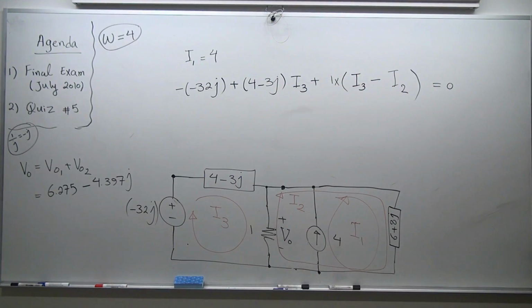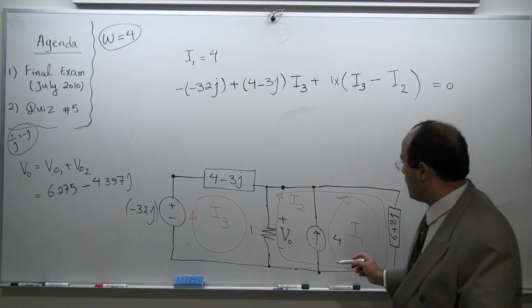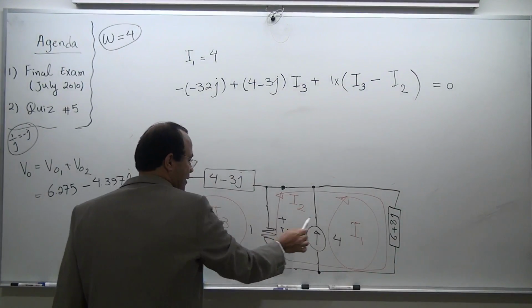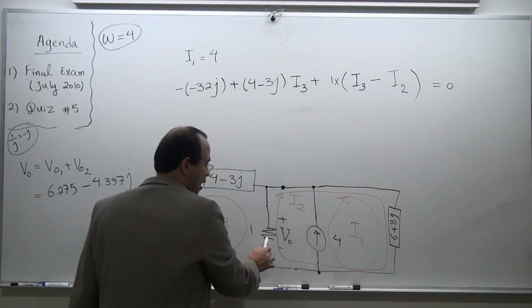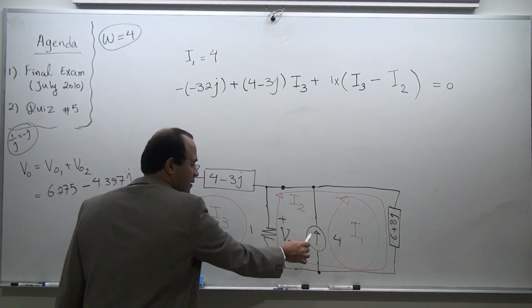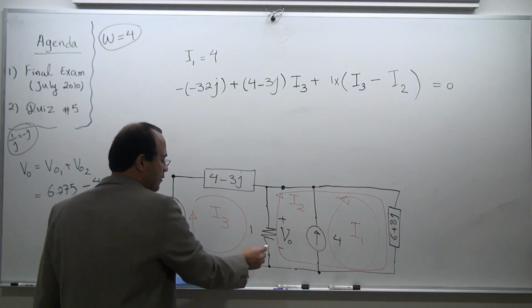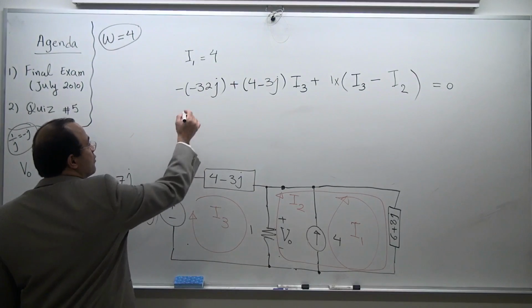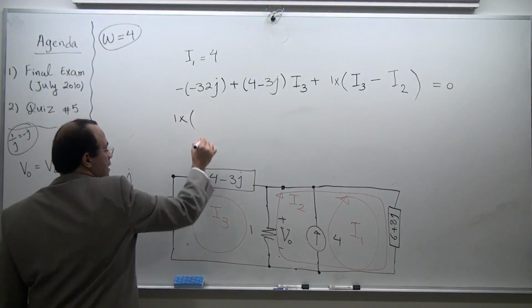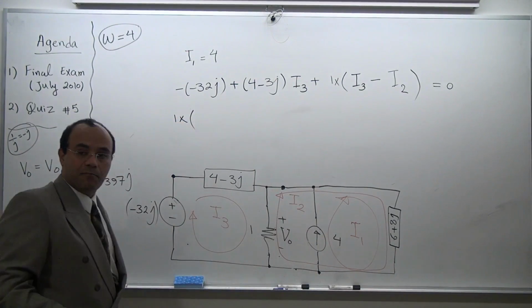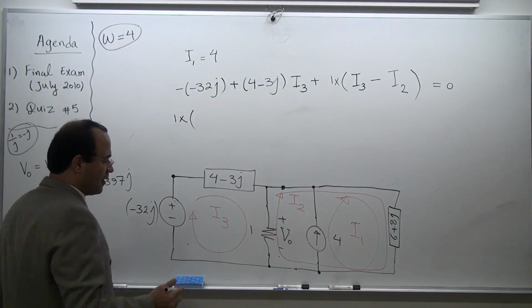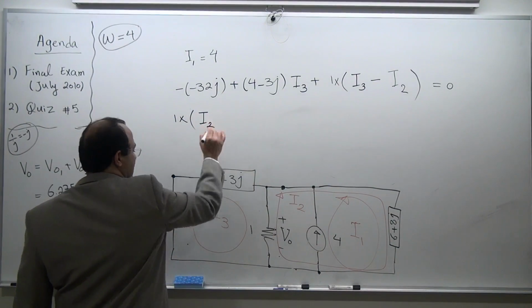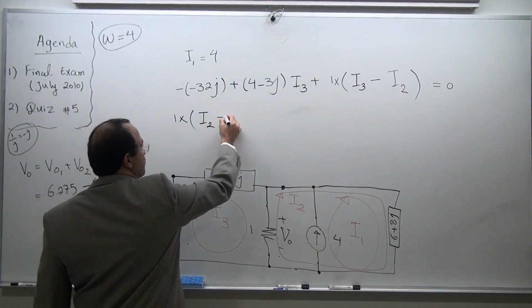Okay. What is left? Loop number 2. Loop number 2 has this and this. So I have only 2 components to write. This doesn't belong to loop number 2. So let's begin from this end. It's going to be 1 ohm times, now I2 is the master, and everything else is a slave. I2 is taking the lead, and I3 is opposing it, minus I3.